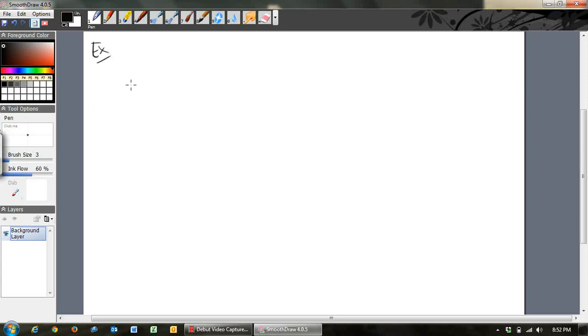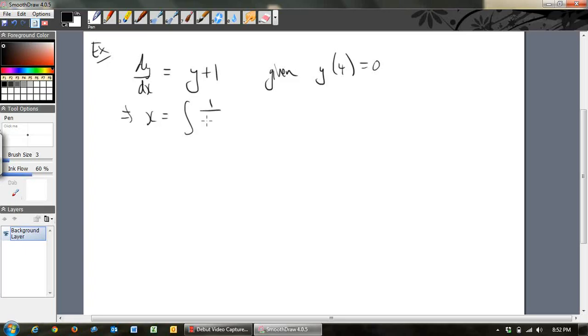Okay, let's just do another one. I'll do a given point one. Let's do something simple. I just want you to get used to this format. dy/dx equals y plus 1, given that y(4) equals 0. Let's have a look at this. Again, you don't need to do the whole flip it upside down. You can go straight to the fact that x is equal to the integral of 1 over y plus 1 dy, which is equal to log e of y plus 1, plus c. So that's what x is equal to.